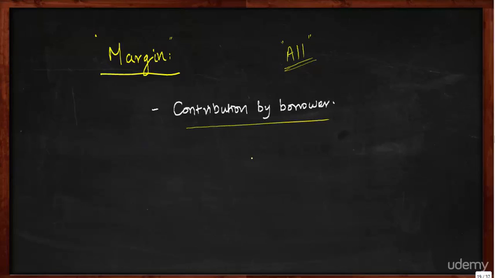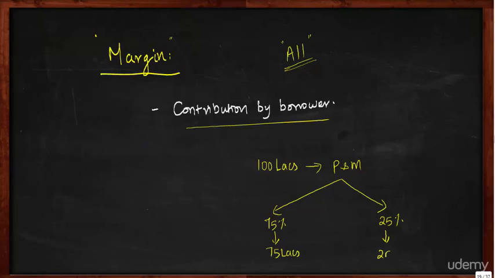To give an example, let's say the borrower is approaching for a loan of 100 lakhs, and this 100 lakhs is going to be used for purchase of plant and machinery. Here the bank will not give the entire 100 lakhs because the bank would expect the borrower also to contribute something. So let's say the bank is ready to fund 75%. It means the bank would give 75 lakhs. It means the bank would expect the borrower to bring in 25% as his contribution, that is 25 lakhs.